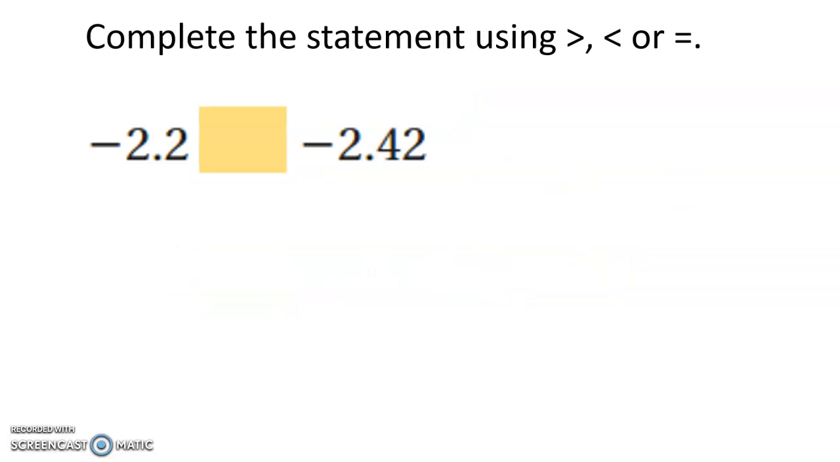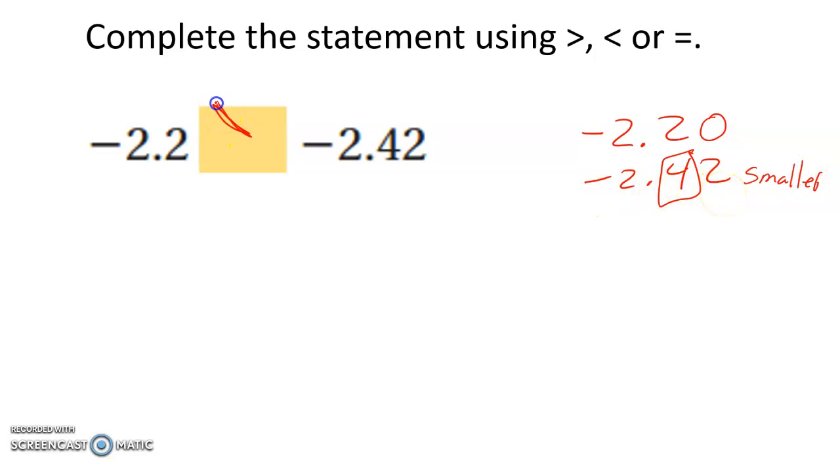All right, this one right here, I'm going to stack. Negative 2.2, negative 2.42. So I can always add a 0. The 4 is bigger, but since it's negative, it's actually smaller. So the negative 2.42 is the smaller one, so you would use the greater than sign. So be careful. The bigger the negative, the smaller it actually is.